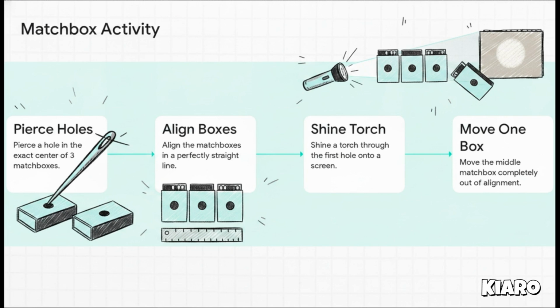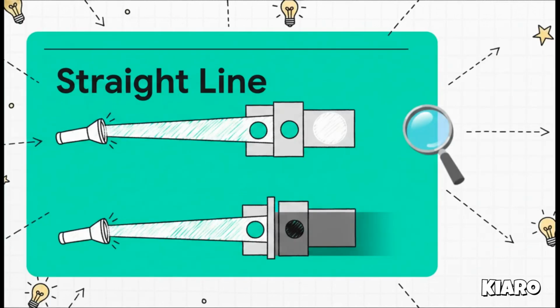But here comes the twist. What if you take that middle matchbox and slide it just slightly out of alignment? Class, what's your prediction here? What's going to happen to that bright spot? If you guess that the light completely vanishes, you are 100% correct. The second those holes are out of line, boom, the light spot is gone. And this brings us to a massive scientific conclusion. Light travels in a straight line. It absolutely refuses to curve, bend, or swerve around that misaligned cardboard. It is strictly a straight path traveler.